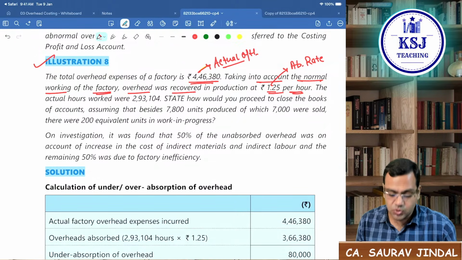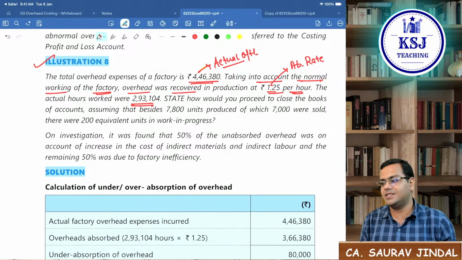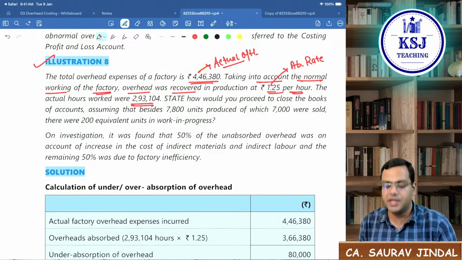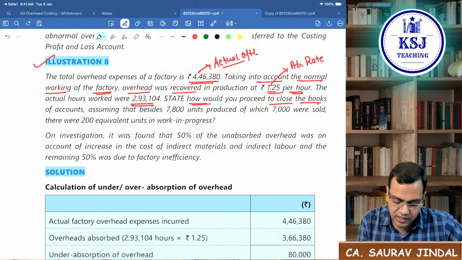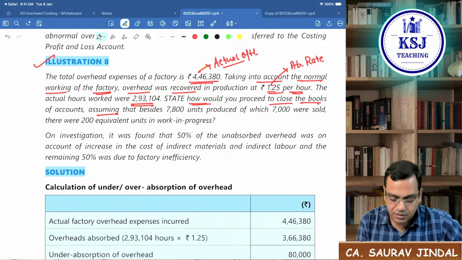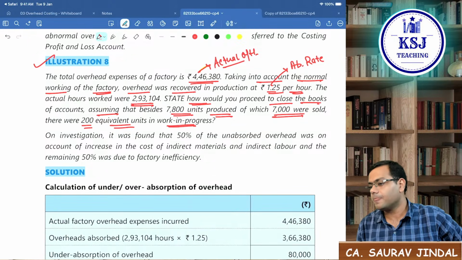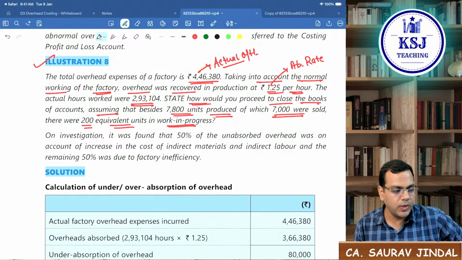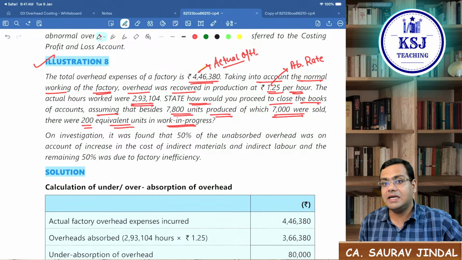The actual hours worked were 2,93,104. This is the actual hours worked in the current period. State how would you proceed to close the books of accounts, assuming that besides 7,800 units produced, of which 7,000 were sold, there were 200 equivalent units in WIP. The first and foremost thing is we need to find out the under and over absorbed overheads.